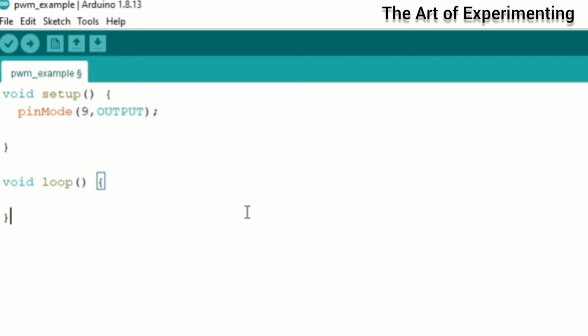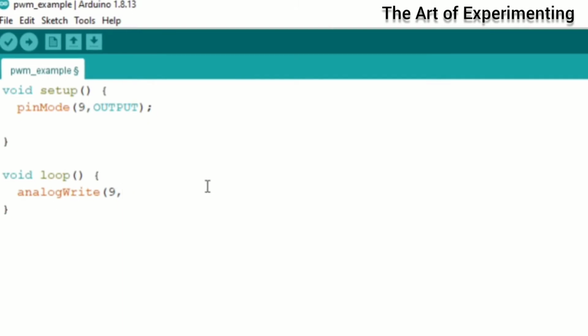Now the syntax for pulse width modulation is analogWrite. So we will declare 9. First we will give it as 64, which should be 1.25 volt. We'll keep a delay of 200.